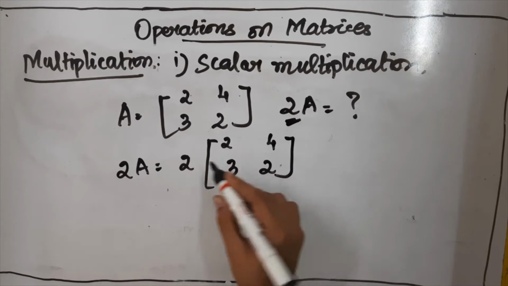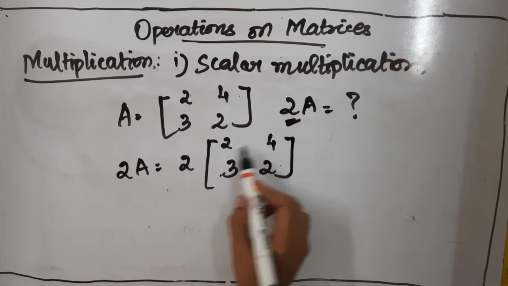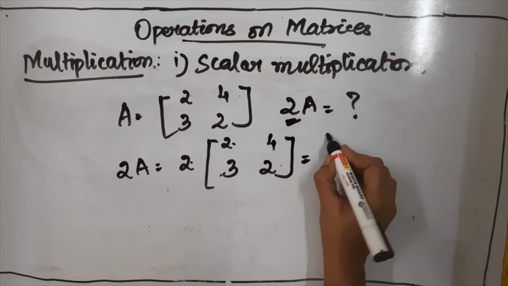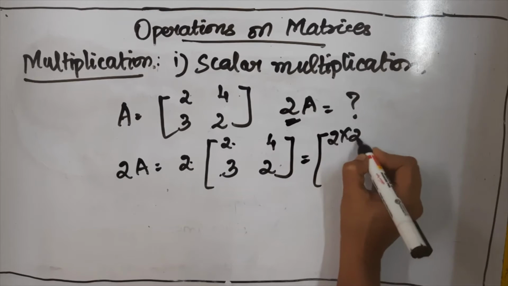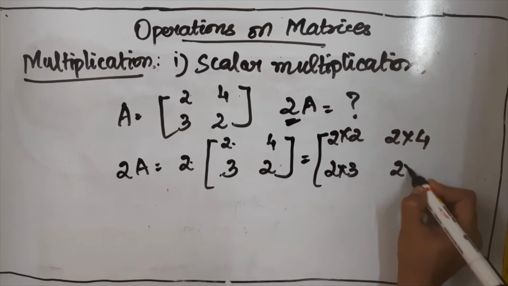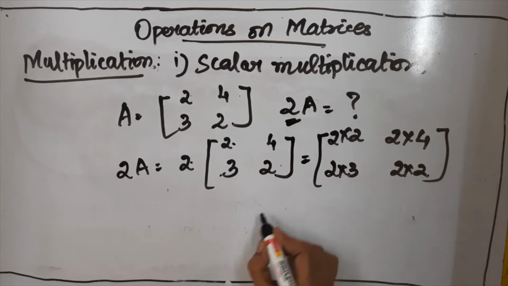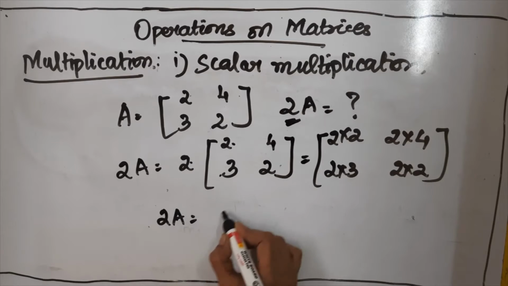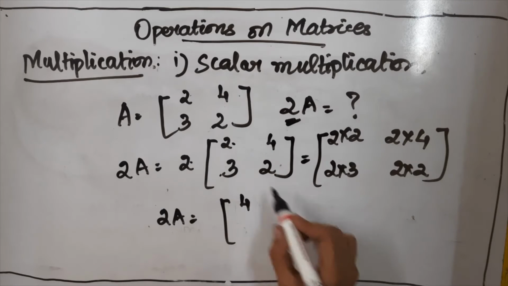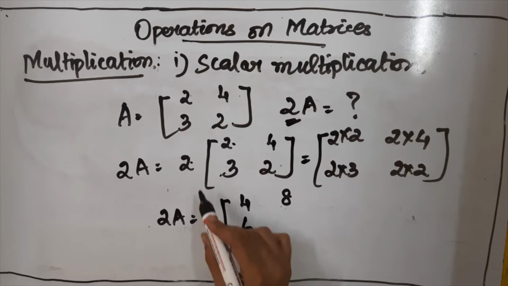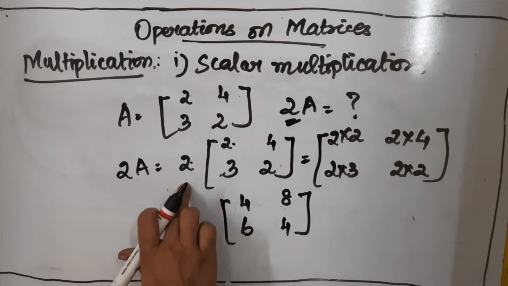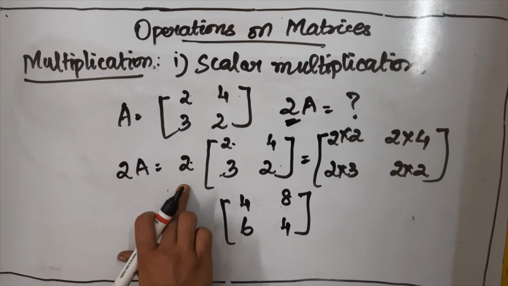This is a matrix. What we should do, we should multiply each of the row and column by 2. So 2 into 2, 2 into 4, 2 into 3 and 2 into 2. This is how we do the scalar multiplication. Scalar multiplication is very easy. We just have to multiply each element by the given scalar quantity. This is how we do the scalar multiplication.